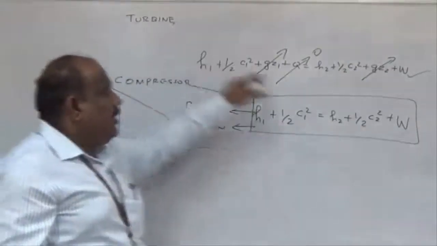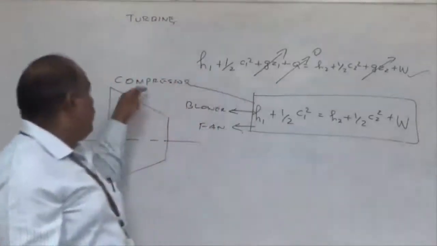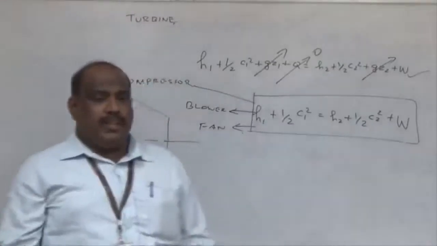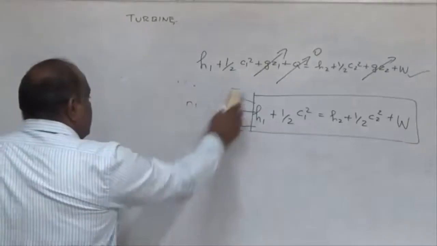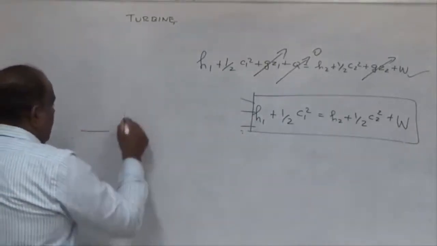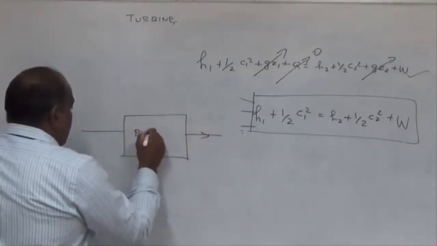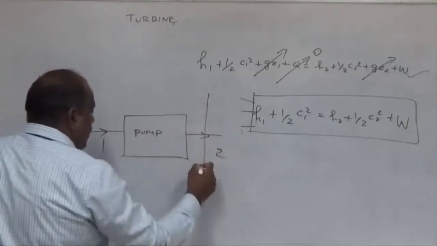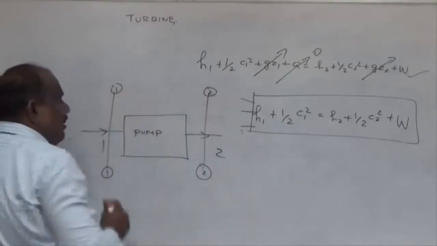In case of a turbine, when I substitute in this equation, I should end up with W positive. When I substitute for compressor, blower, and fan, W should be negative. That's it. So we'll move further. Can I go for pump? Instead of compressor, fan, and blower, let us go for a pump. I will sketch it normally. So it is pump. It is 1-1 and it is 2-2. So what is the expression for pump?